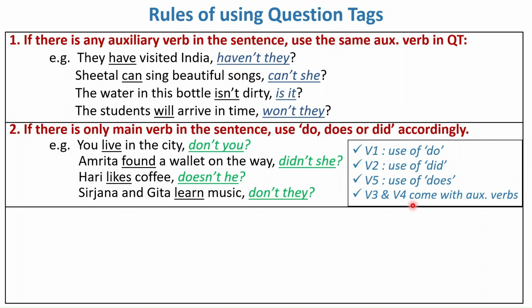The same thing happens in case of V4 as well. There must be auxiliary verb is, am, are, was, were before it. Therefore we have to use auxiliary verb in case of V3 and V4. Now let's move to another rule.